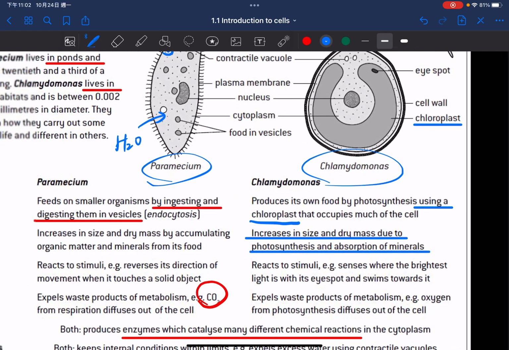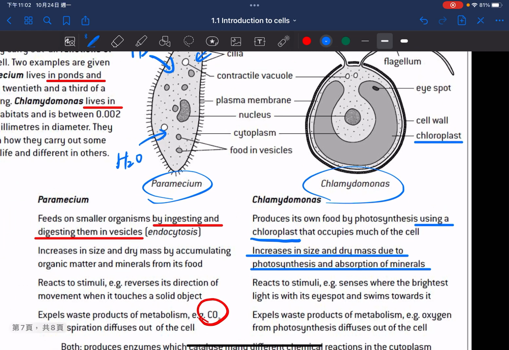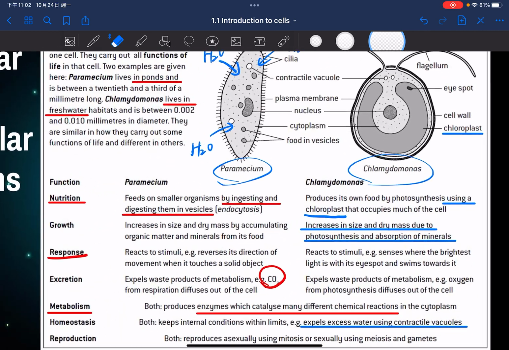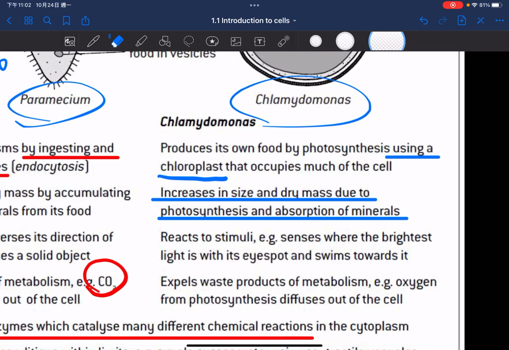So that's a difference between them, because the paramecium is a heterotroph. It has to eat something from outside. And the algae on the right is an autotroph. That means it can produce nutrients on its own. So it can increase in size and dry mass due to photosynthesis. Okay, and the third one is response.